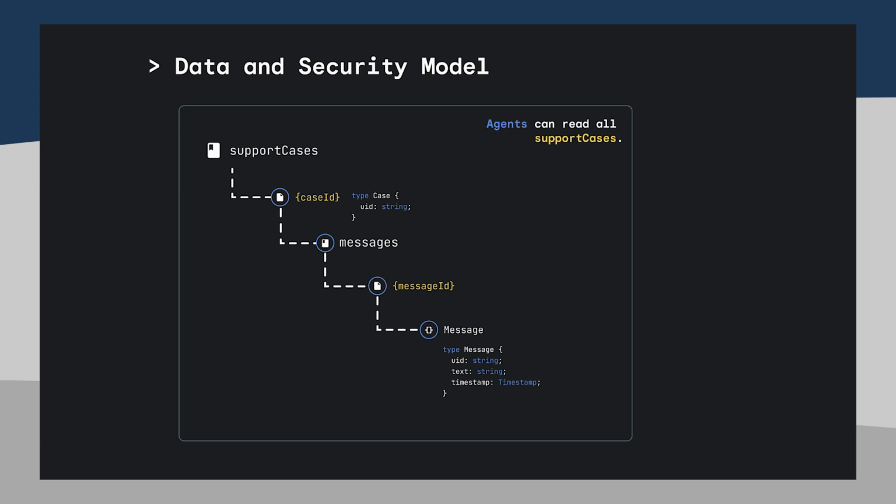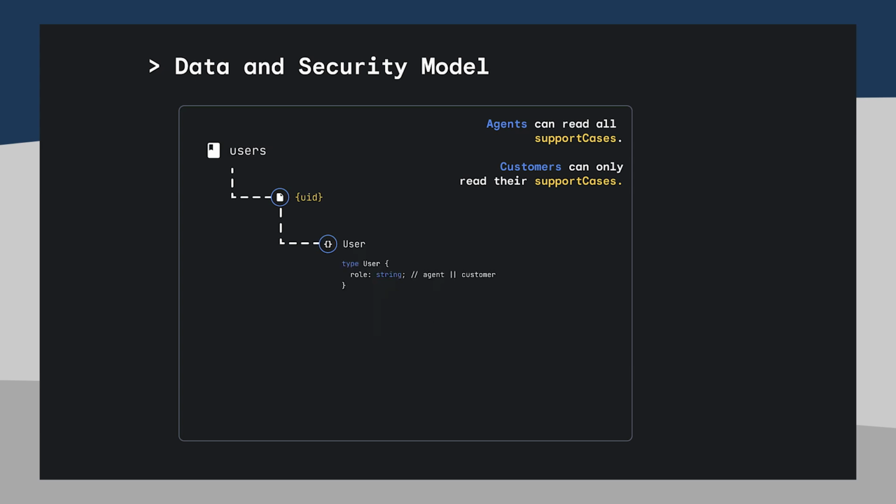And this takes us to security. We're going to do security through role-based access control with 2 roles, agents and customers. Agents can read all support cases and their messages, and customers can only read their own support cases that they own. And to enforce roles, we're going to have a root collection of users where every single document will be indexed off of the user's UID, which is generated through Firebase Authentication. And then each document of the user will just have a role, so either agent or customer. Okay, so that was the data and security model.